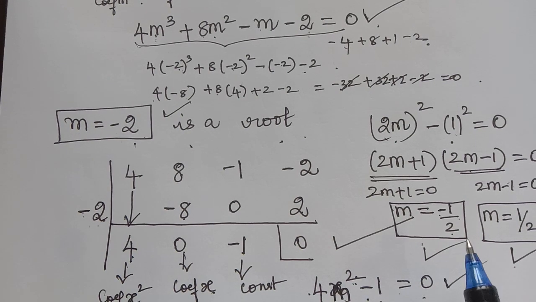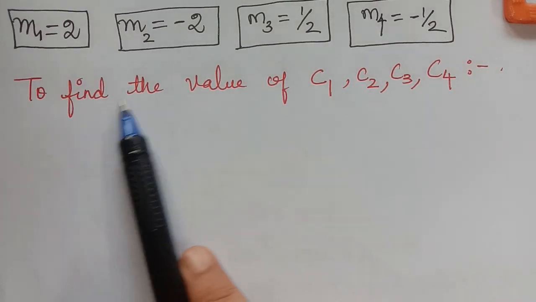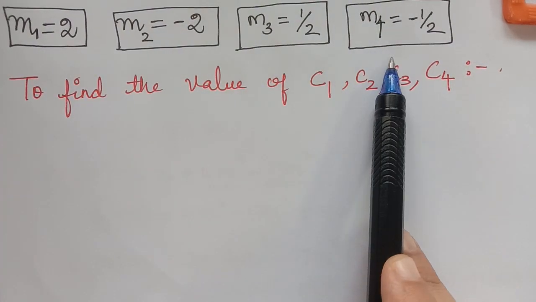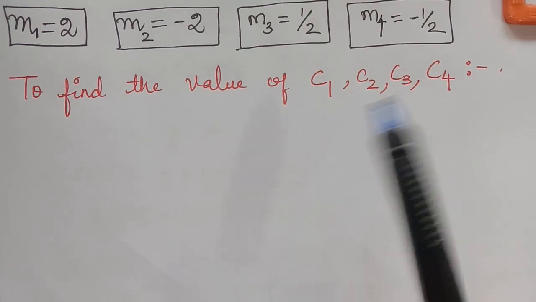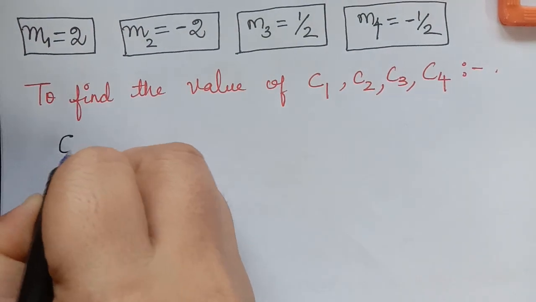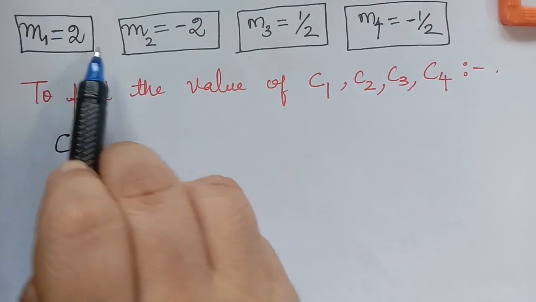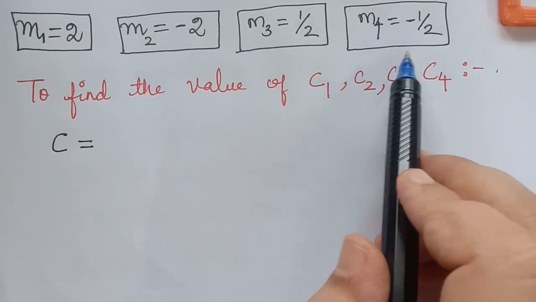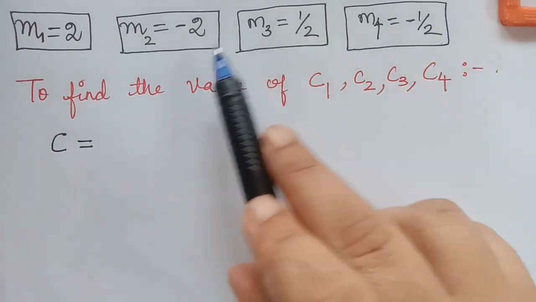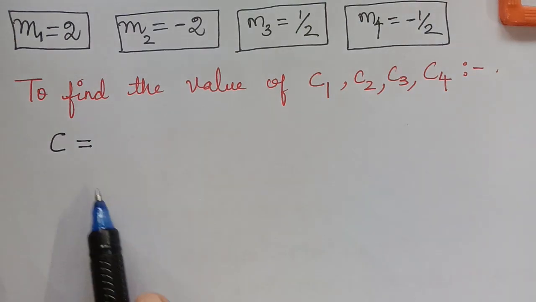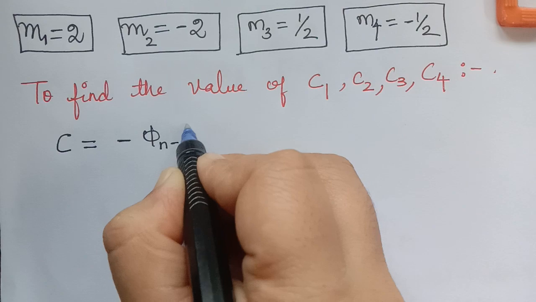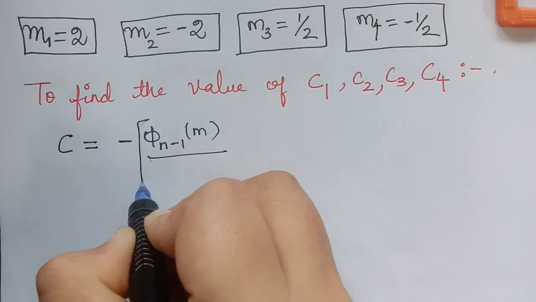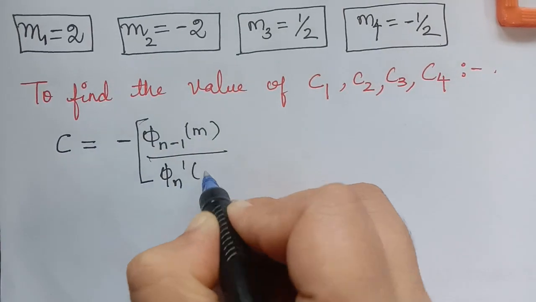Now we shall find the corresponding value of c for all this m. After finding the values of m1, m2, m3 and m4, we have to find the corresponding values of c1, c2, c3, c4. The general formula to find c: we also observe that there are no repeated roots. That is, none of the roots are equal. So all the roots are unequal, and so the formula to find c will be equal to minus phi n minus 1 of m divided by phi n dash of m.